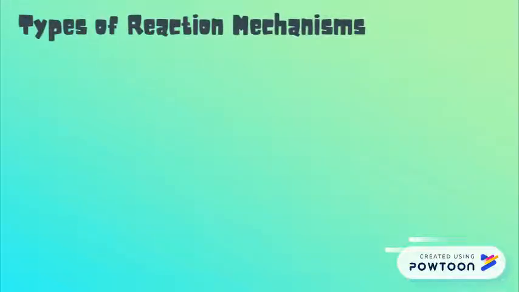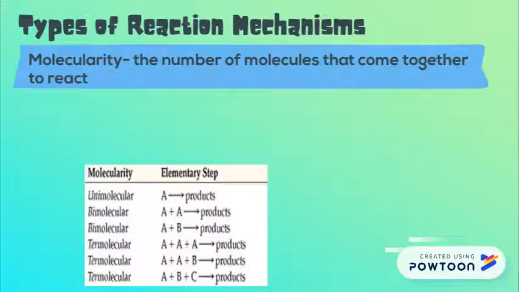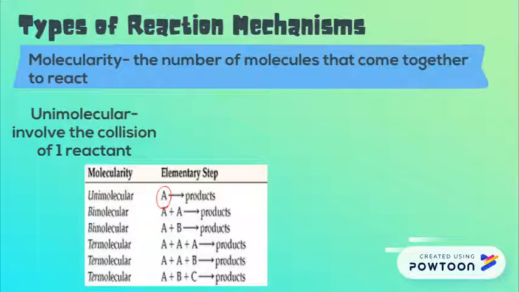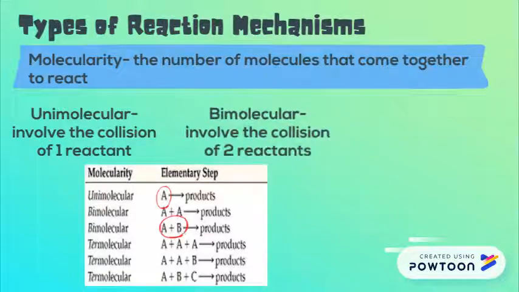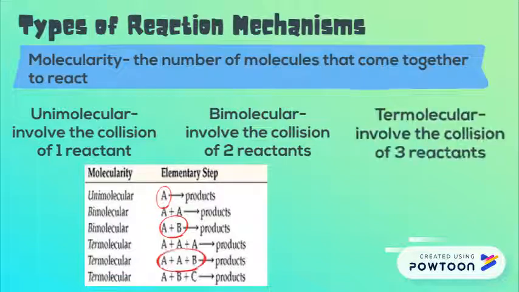For the individual steps of a reaction mechanism, we can determine the step's molecularity, which is the number of molecules that come together and react. If there is only one reactant, we call it unimolecular. If there are two, we call it bimolecular, and if there are three, we call it termolecular.